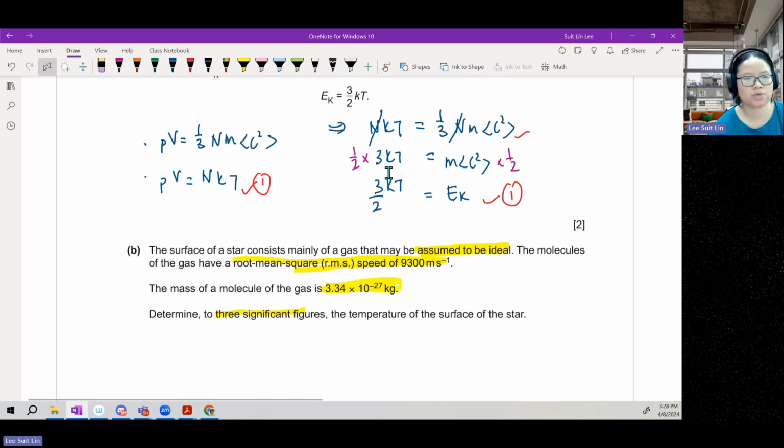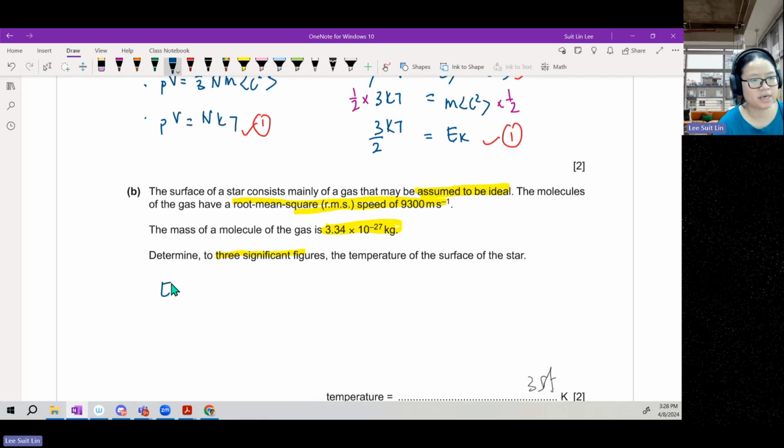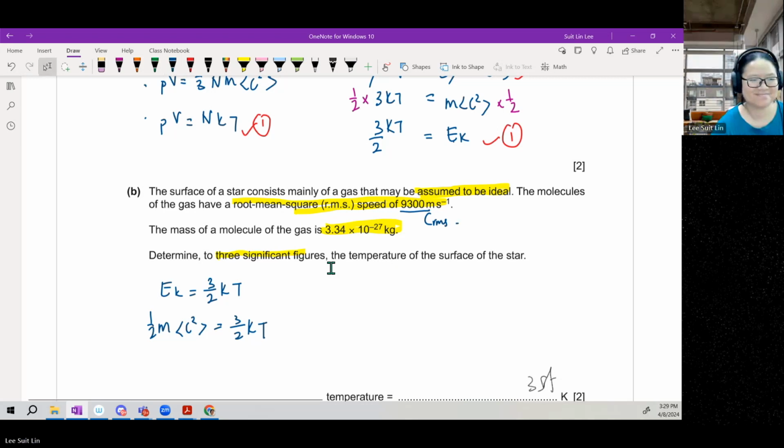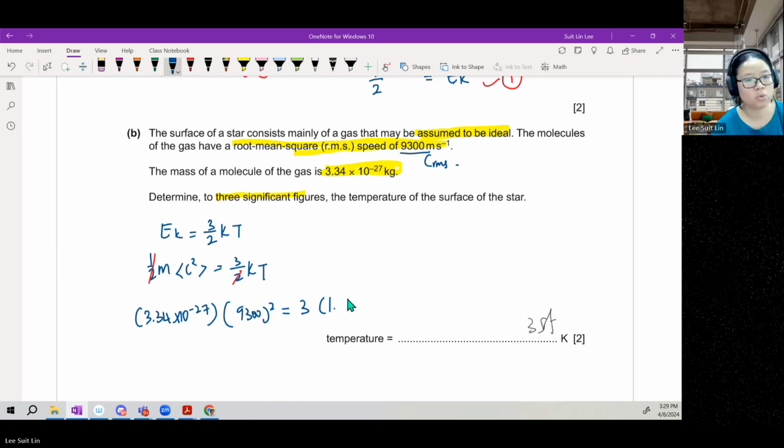Okay, well, we have this equation. I'm going to use the equation. So I have KE is 3/2 kT for one gas particle. Okay, so right now, this is half mc squared is 3/2 kT. And the reason why I want to write this is because I have the root mean square speed. All right, so the half can go away, and then this one I can put the 3.34 times 10 to the power of -27. c squared would be 9300 squared. Right, the half goes away. And then this will be 3 times Boltzmann constant, 1.38 times 10 to the power of -23, T.